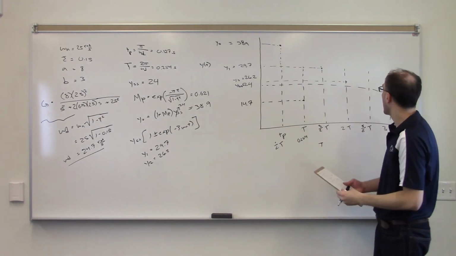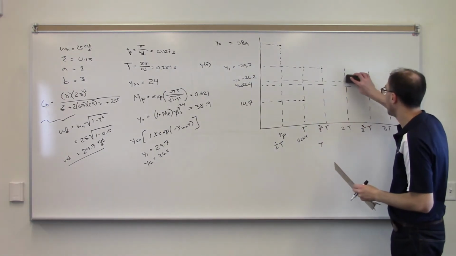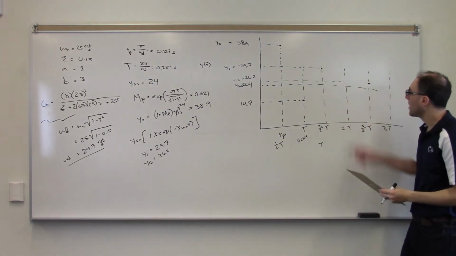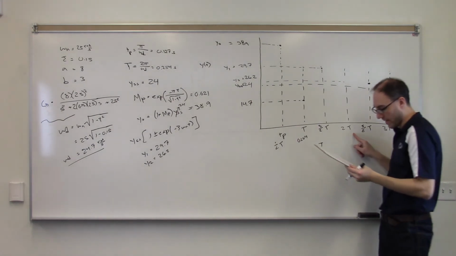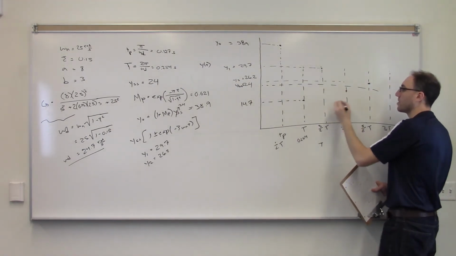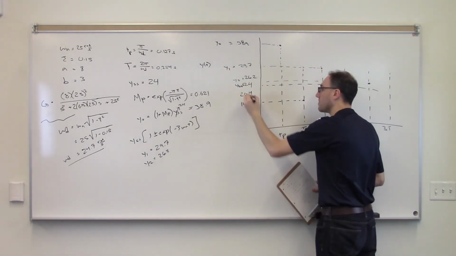And I will do one more, I think. Oops, I put this in the wrong spot. That goes there. This one's going to be a valley because it's a whole period. That's going to be at 20.4. So again, it gets closer and closer to my steady state value.